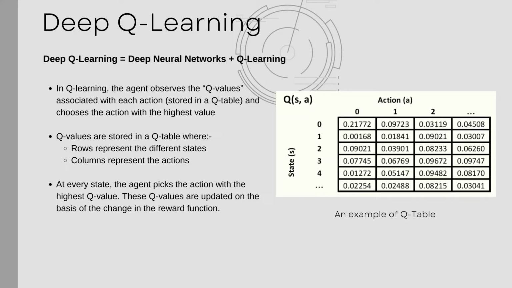Deep Q learning is a combination of deep neural networks and Q learning. Q learning is a form of reinforcement learning which utilizes something known as Q values. These values are used to iteratively improve the behavior of the agent undergoing training. The Q values indicate which action is the best for the agent to take in this state. These Q values are stored in a Q table where the rows represent different states whereas the columns represent the different actions that the agent can take. At every state, the agent picks the action with the highest Q value. These Q values are updated on the basis of the change in reward function.